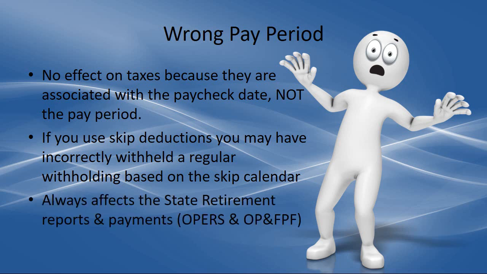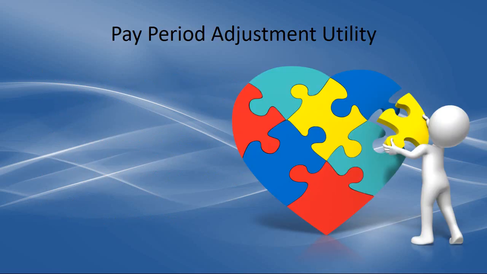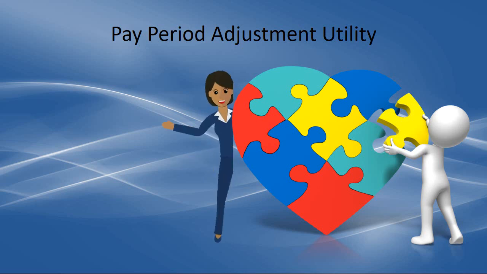The wrong pay period always affects state retirement reports and payments. That is Ohio Public Employees Retirement System, OPERS, and Ohio Police and Fire Pension Fund, OP and FPF. We need to get that pay period corrected so the state retirement reports and payments are accurate. The good news is the UAN software has a utility that quickly corrects pay period errors. Let me take you to the UAN software and show you how to correct the pay period of a wage.